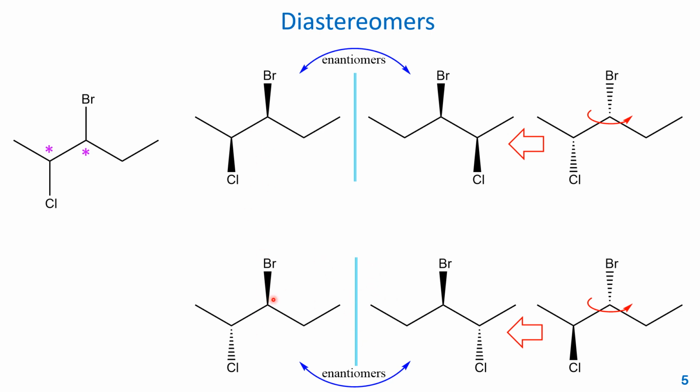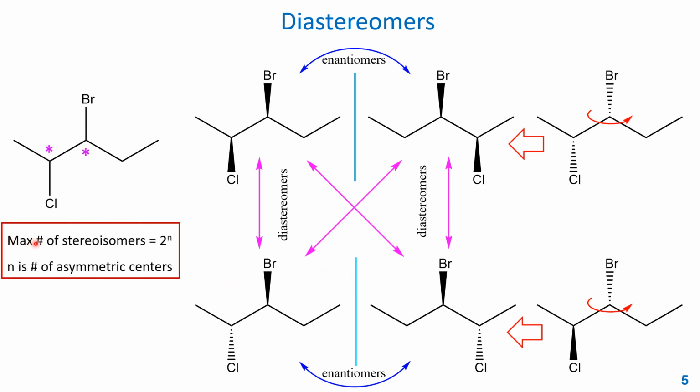Now what about these two? They are not enantiomers and they are not identical. So they are called diastereomers. Same thing, these two are diastereomers. And what about these two? The relationship between these two, they are all diastereomers.